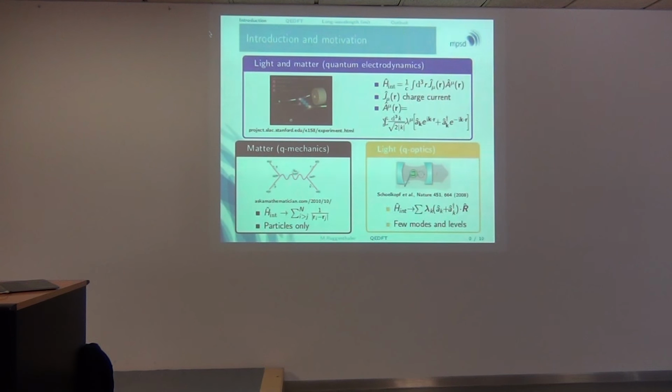Now, what we are interested in is in between. So situations where we cannot a priori treat either matter or light as a perturbation of the other, but both degrees of freedom become equally important. And that's why we want an approach that can treat all of these problems at once.